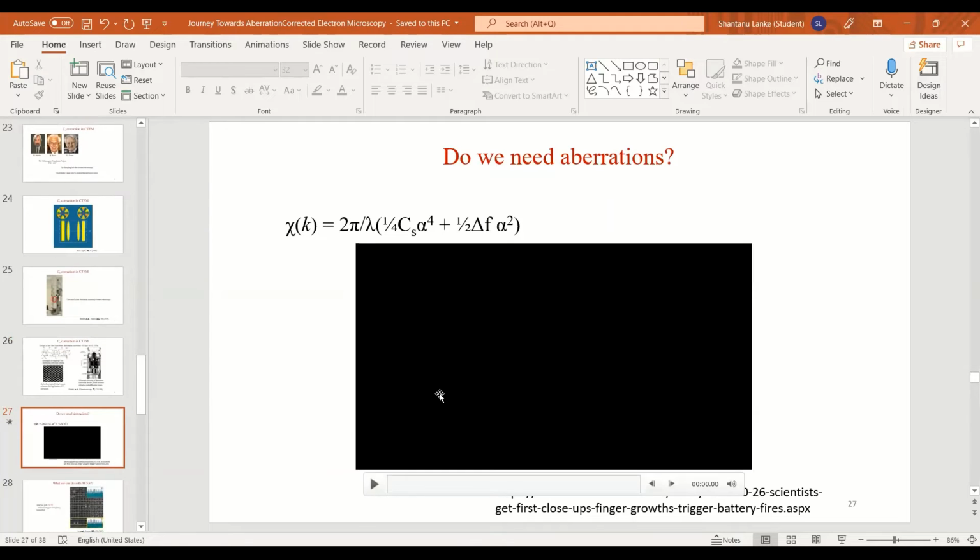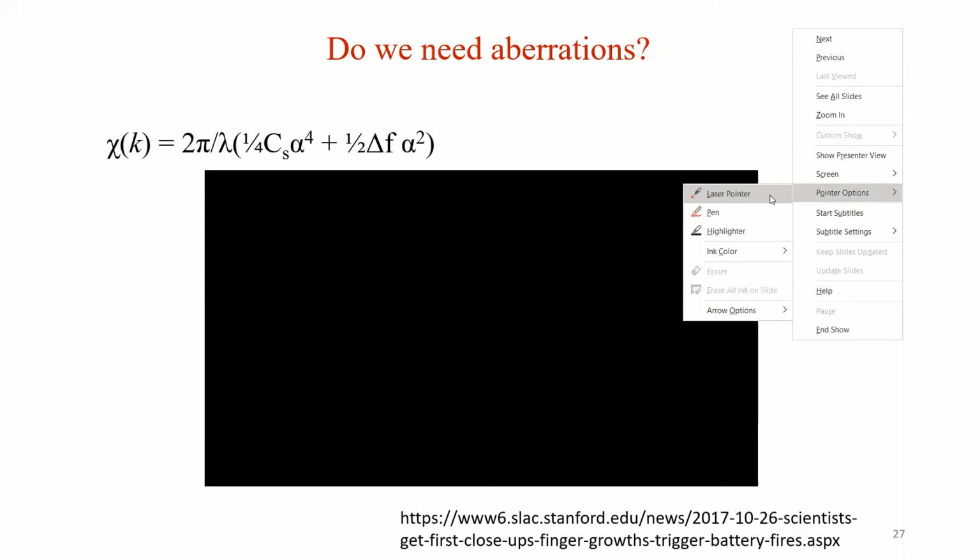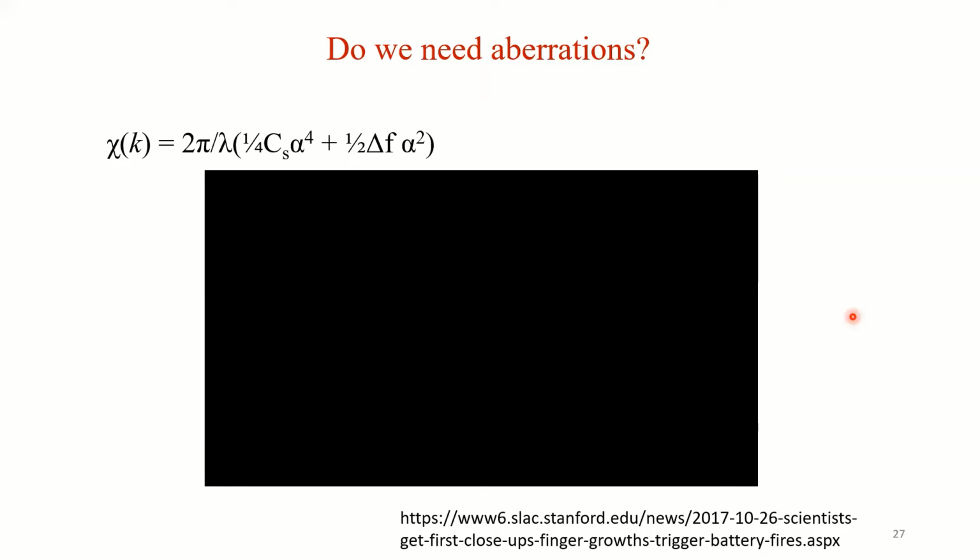And I have a small video here to show you. Do we need these aberrations? Why can't we make the aberrations zero? We can bring the aberrations down to zero. This is delta F, the defocus value, which we can control easily by changing the objective lens excitation. We can make it zero, positive, or negative, for over focus or under focus respectively. And now we are able to correct for CS.